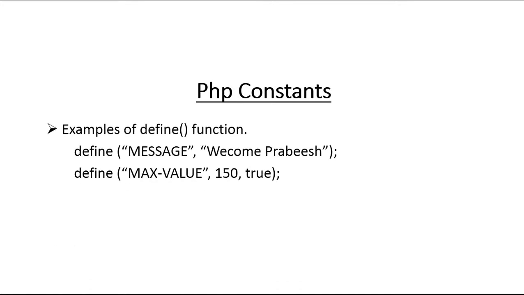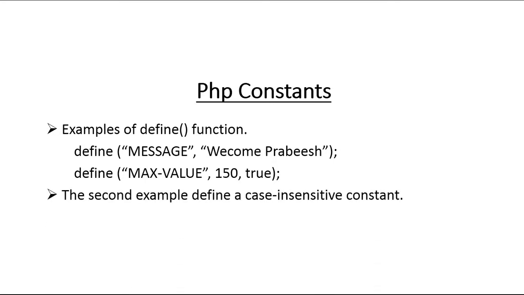And here is an example of the define function. In the first example you can see that I just declare a constant called message and assign a value to that constant. In the second example you can see that there are three parameters. First one is the constant name, second one is the constant value, and as the third parameter I pass true. That means the second example defines a case insensitive constant.